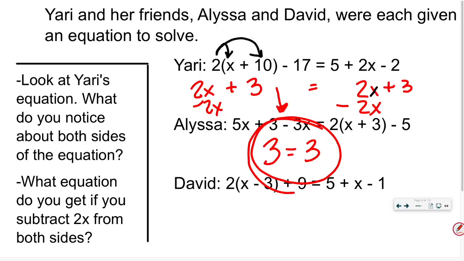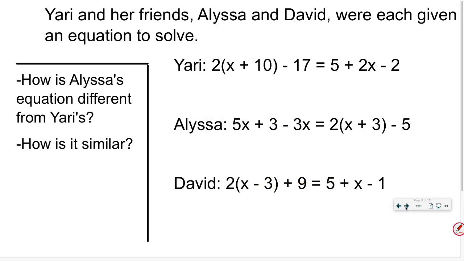So we explored that on Friday. We saw what it looked like to have an equation with multiple solutions. Let's look at Alyssa's equation, the second one. How is hers different than the first? How is the second equation different from the first?